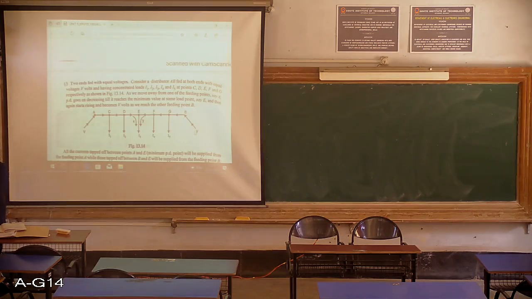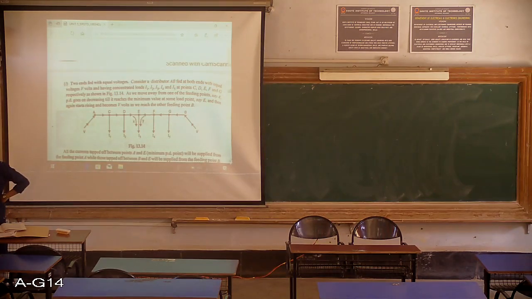So consider a distributor AB, fed at both ends with equal voltages V volts, and having concentrated loads I1, I2, I3, I4 and I5 at points C, D, E, F and G respectively. As we move away from the feeding point, say A, the potential drop goes on decreasing until it reaches a minimum value at some point. From this point it again goes on increasing until you go to B. This is very similar to a distributor fed at the center.